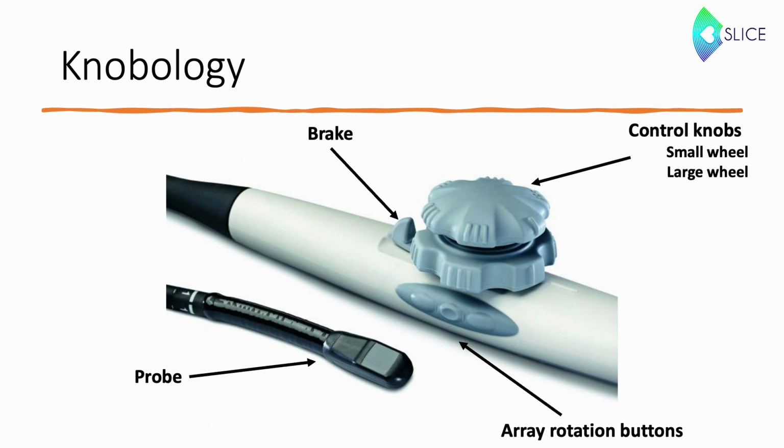Additionally, there are two small buttons on the side of the TOE probe that rotate the ultrasound beam from 0 degrees to 180 degrees. These are called the array rotation or omniplane buttons, functioning similarly to the clockwise or anticlockwise rotation of a TTE probe.